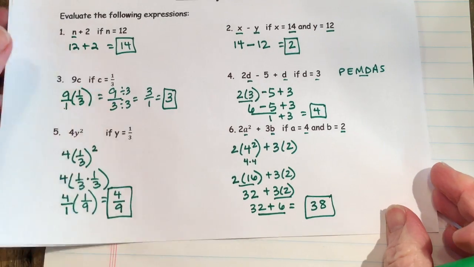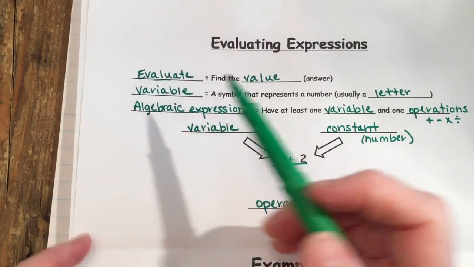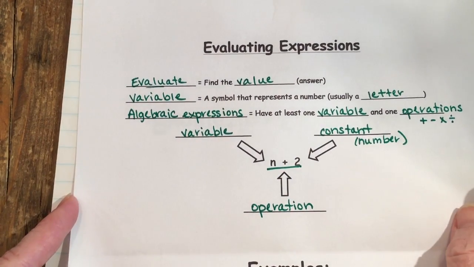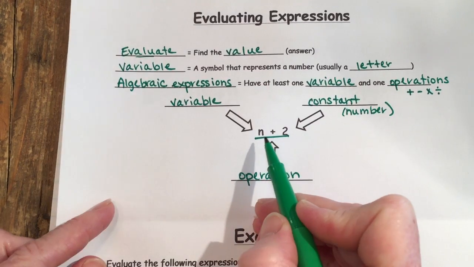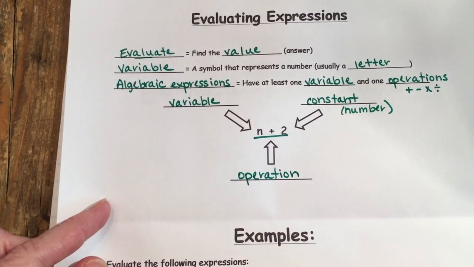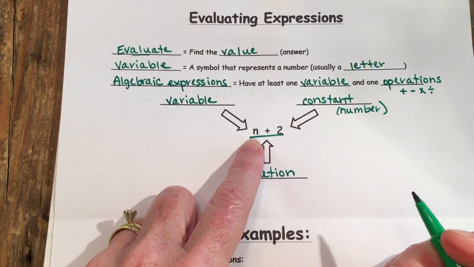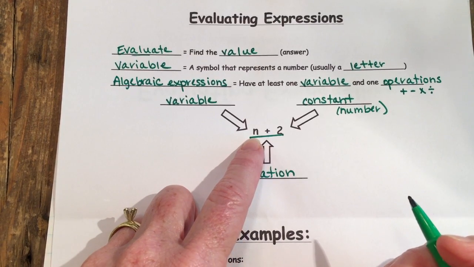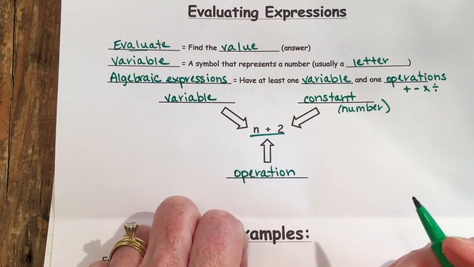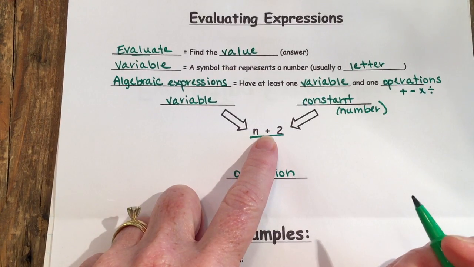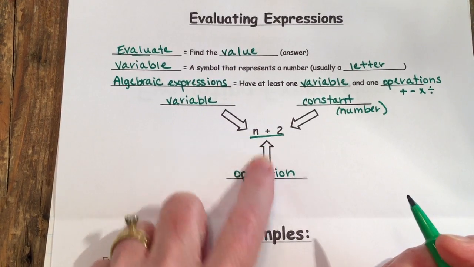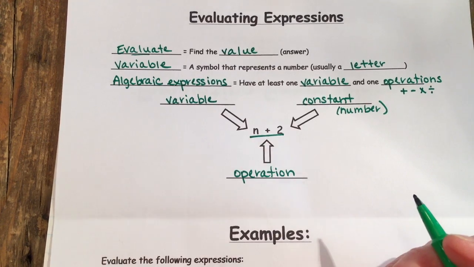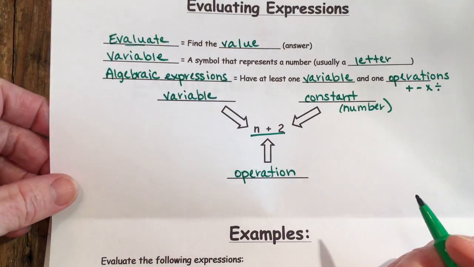All right, so that's evaluating expressions. Remember, when you see that word evaluate, they're just asking you to find the answer. You're going to see variables, which are letters that stand for numbers. Those are what you're going to be replacing when you evaluate the expression. You'll also have at least one operation, sometimes multiple operations, and you could have a constant that's just a number that's already part of the expression.